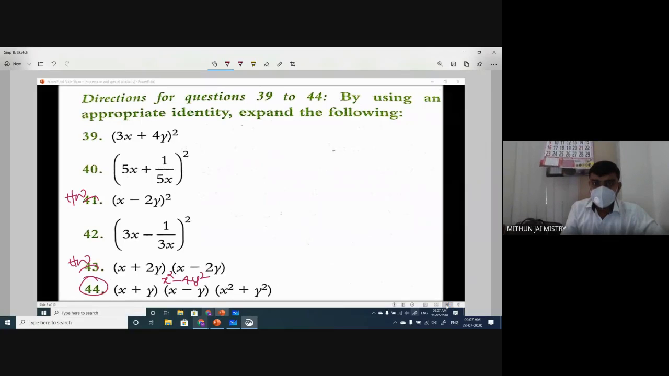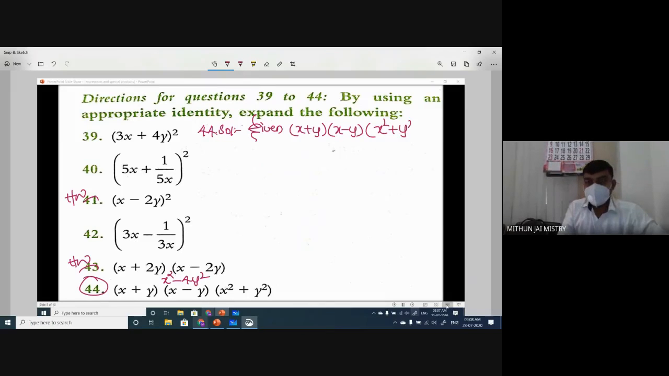Now 44th one, let me solve. First, the tradition of writing given. So let me write here given. What's given? Given is x plus y into x minus y into x square plus y square. Wow, it's a good question again. So we are having 3 different things multiplied, right?